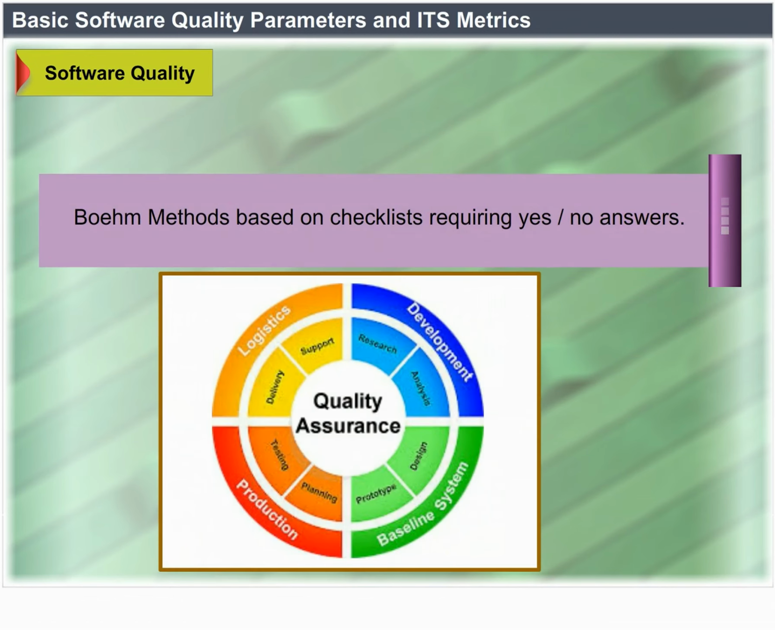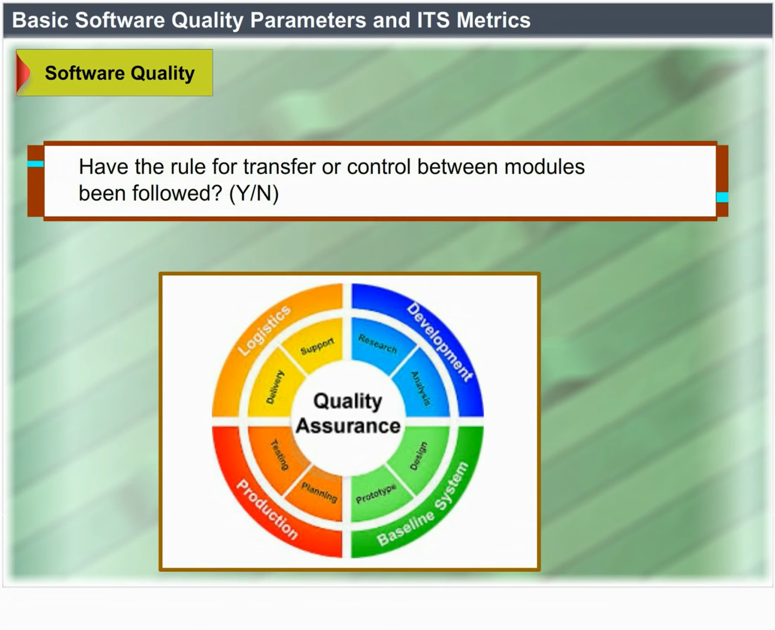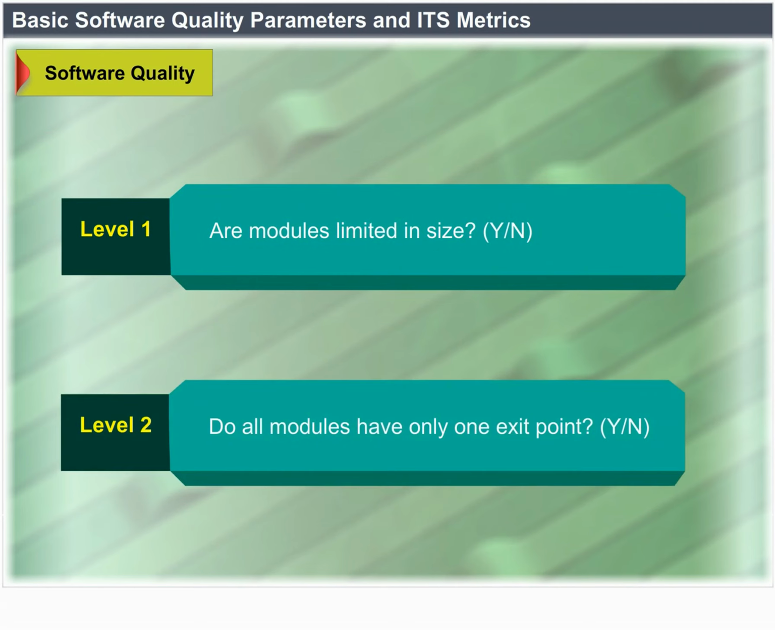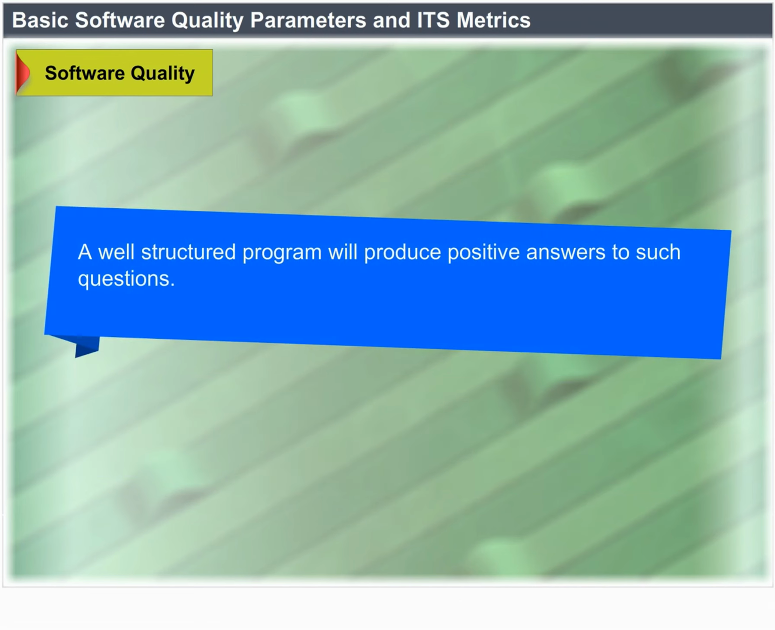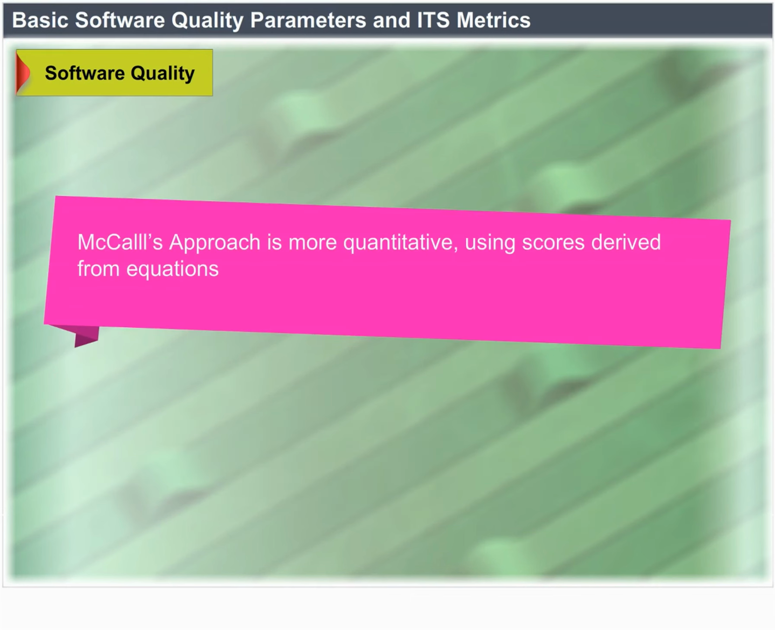Boehm methods are based on checklists requiring yes or no answers. For example, structuredness measured by questions such as, have the rules for transfer of control between modules been followed? Yes, no. Are modules limited in size? Yes, no. Do all modules have only one exit point? Yes, no. A well-structured program will produce positive answers to such questions. McCall's approach is more quantitative, using scores derived from equations.